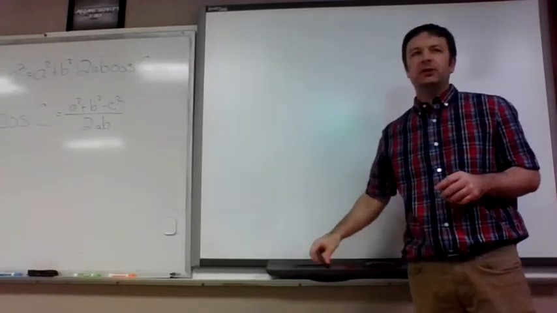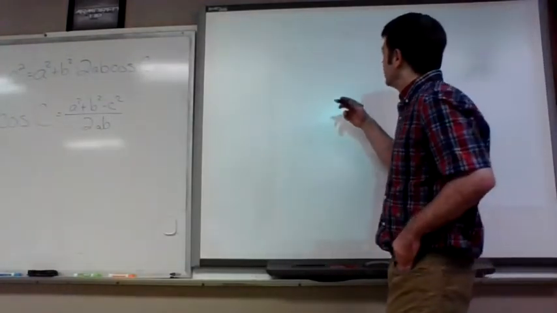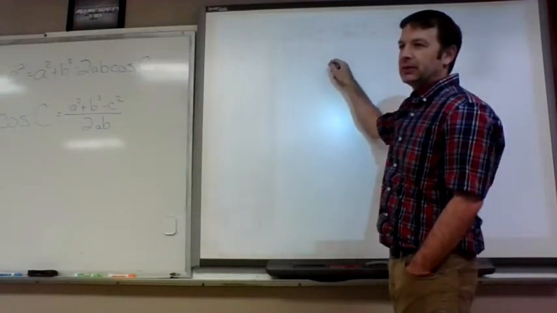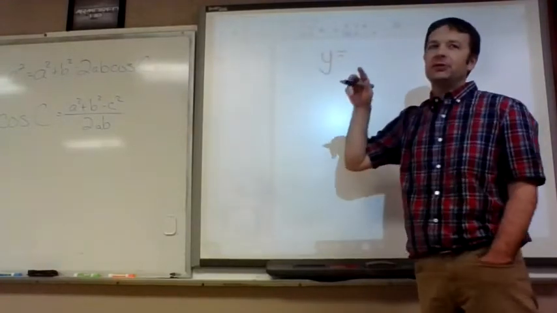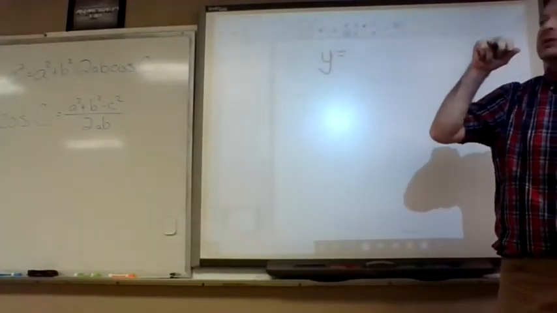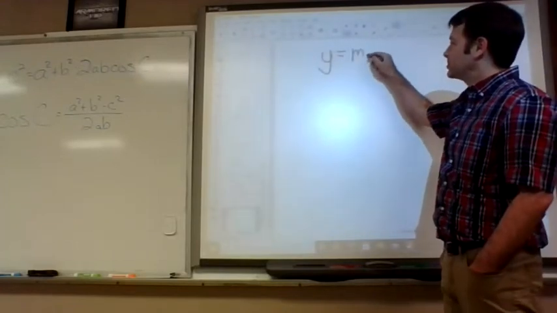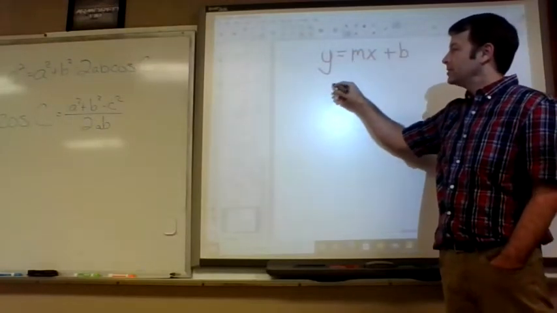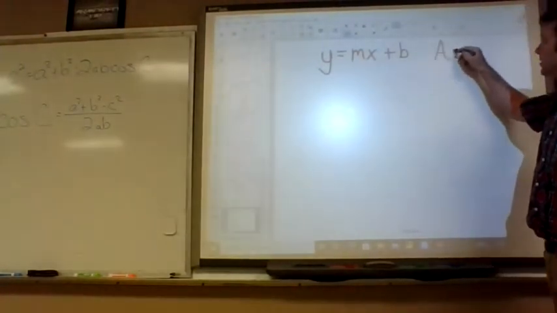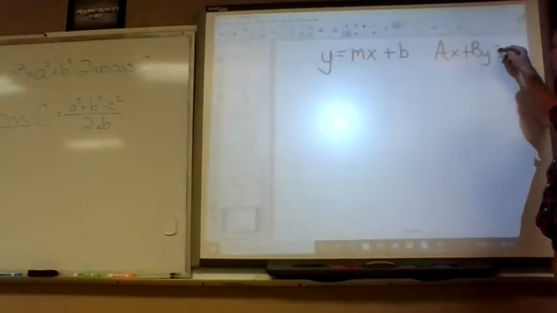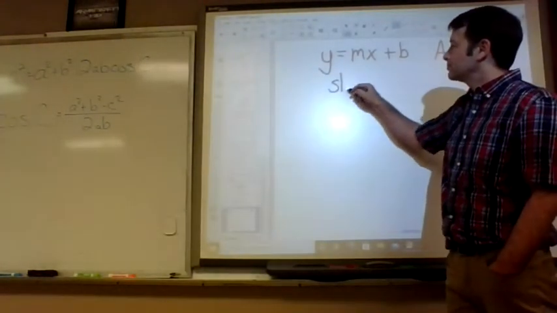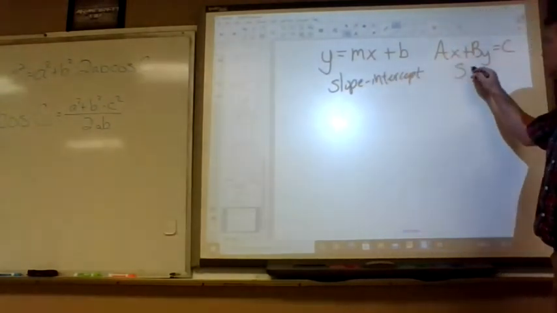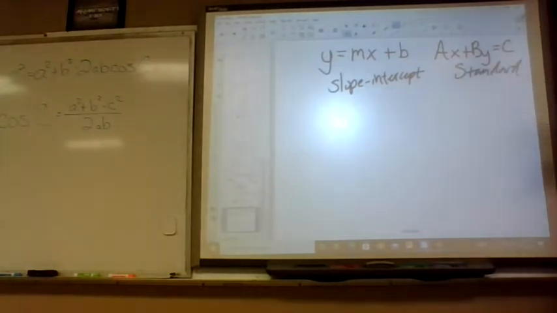So, do you guys remember what the slope-intercept form of a line looks like? An equation of a line in slope-intercept form. Y equals mx plus b. When a line is written like that, it's in slope-intercept form. If it's written in this form, ax plus by equals c, remember what that's called? Standard form. Standard, yes.